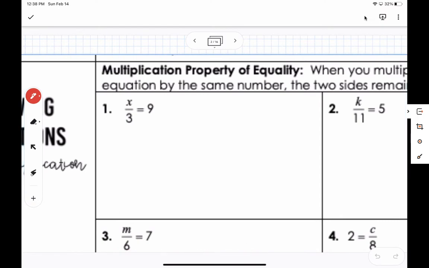You may look at that and say, well, Mr. Arnold, there's not division there. But there is, because fractions are division. This is saying x divided by 3 equals 9. Well, if that's the case, we're saying something divided by 3 equals 9. Well, again, some of you, your instant thought is to go, okay, well, 9 divided by 3 is 3. So x must equal 3.